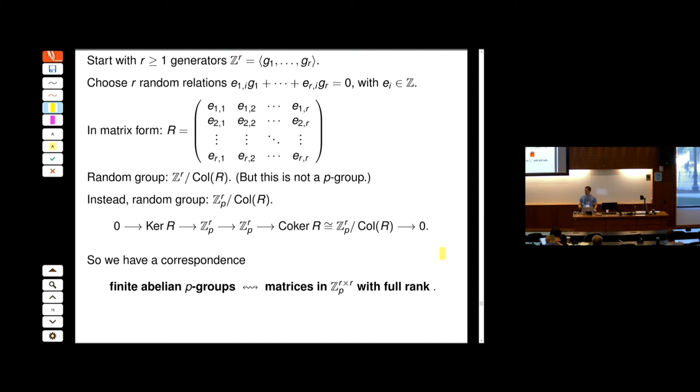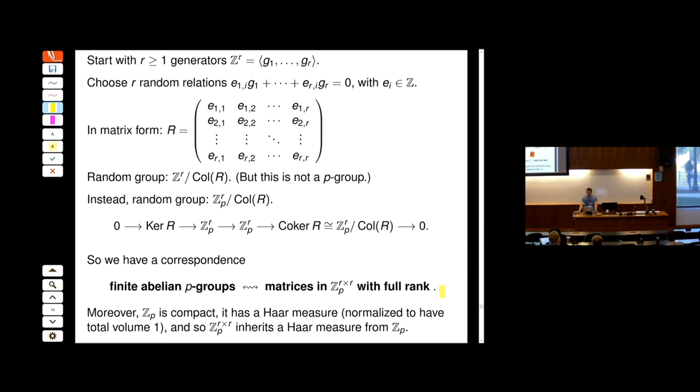Okay, but how do I pick a random matrix? Z_p is compact, so you can talk about topology on Z_p. You can put the profinite topology on Z_p. With that topology, Z_p is compact, so it has a Haar measure, and we can normalize it so the total volume of Z_p is 1, so it's a probability measure. Then the set of r by r matrices with coefficients in Z_p inherits that measure from Z_p. So I have a measure, and I can talk about the probability of matrices appearing, or of subsets of matrices.